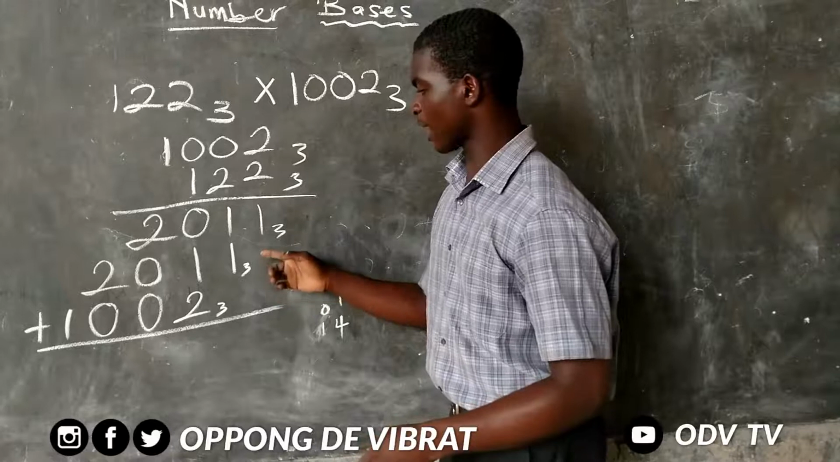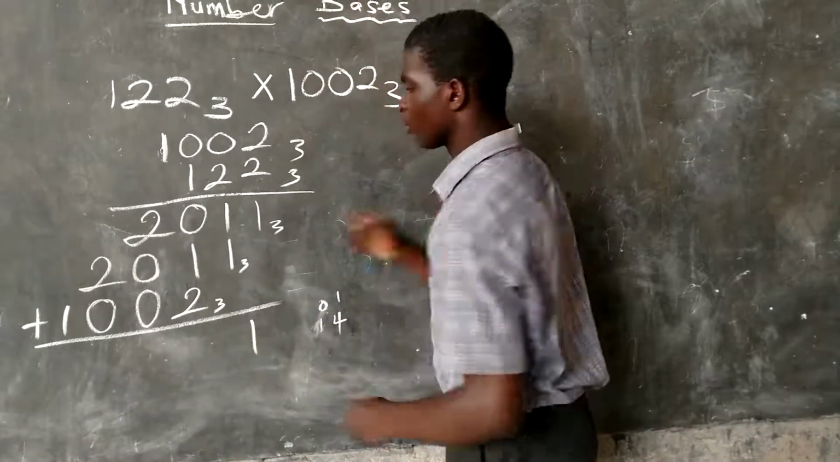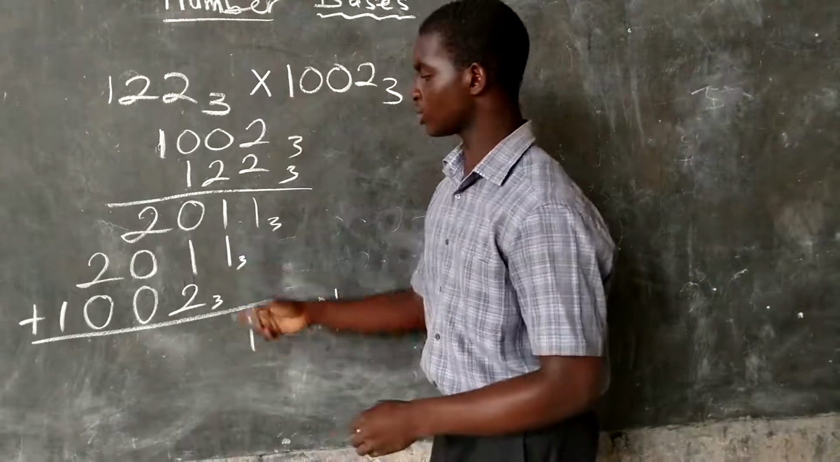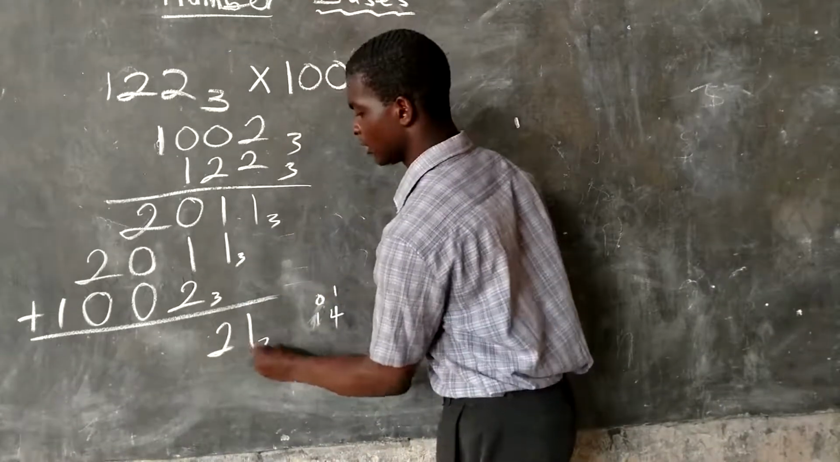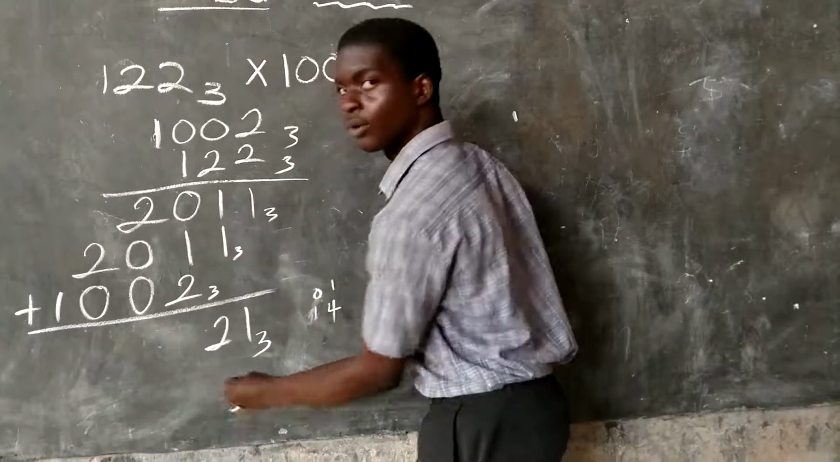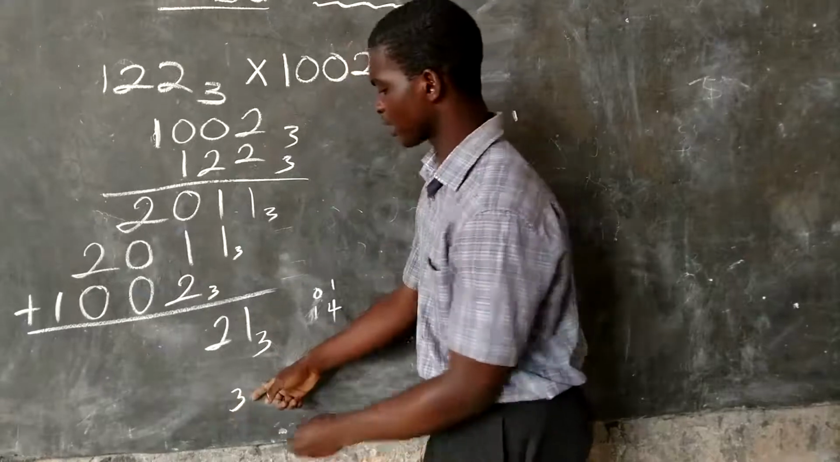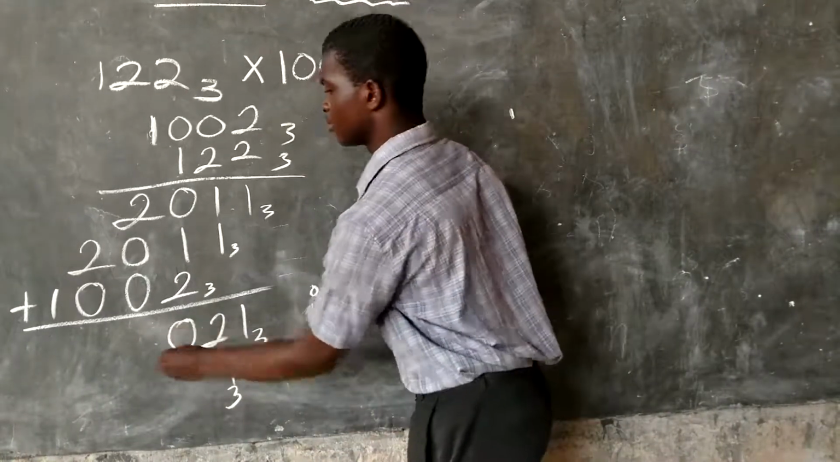So 1 plus 0 will give us 1. 1 plus 1 gives us 2, which is not equal or greater than 3. So write straight away 2. It is in base 3. 1 plus 2 gives us 3, of which 3 goes into 3, 1, giving us a remainder of 0.